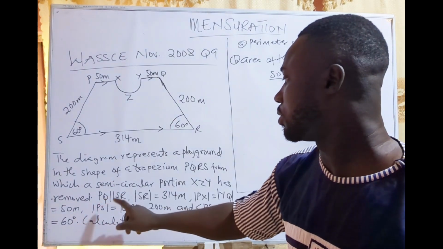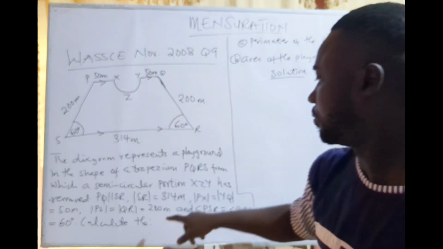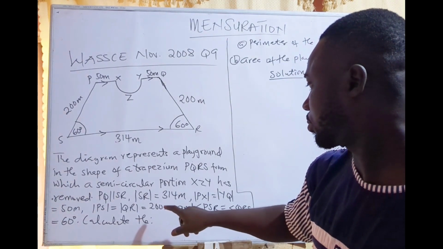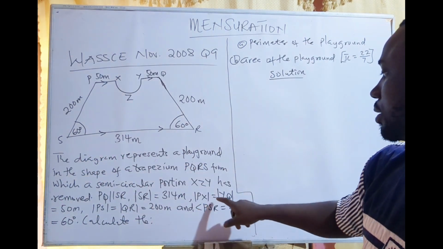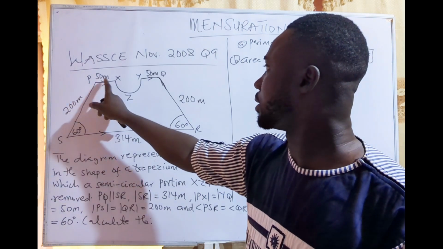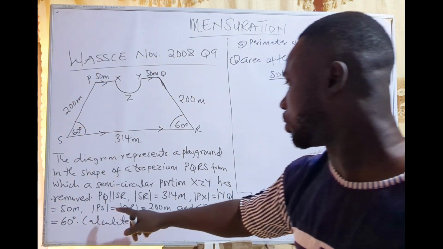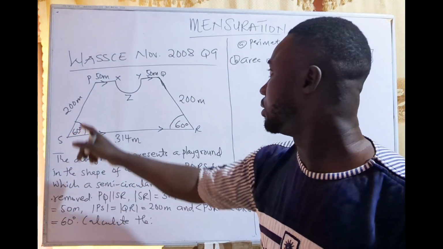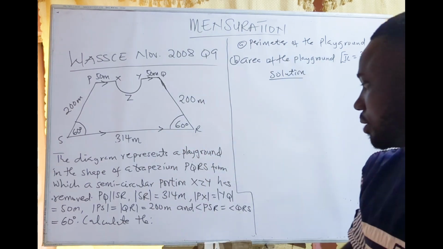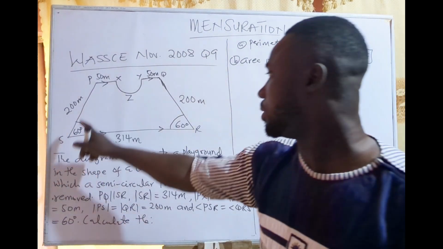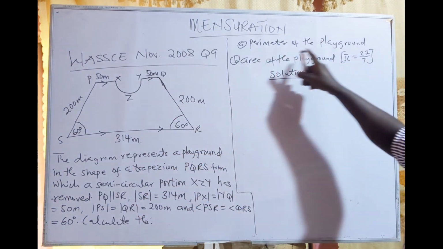PQ is parallel to SR. PQ, this here, is parallel to this line, and SR is 314, so here is 314 meters. PS is equal to YQ. PX, 50 meters, is equal to YQ, 50 meters, and PS is equal to QR, so PS, 200, is equal to QR, also 200 meters. Then angle PSR is 60, and QRS is also 60. Calculate the perimeter of the playground.